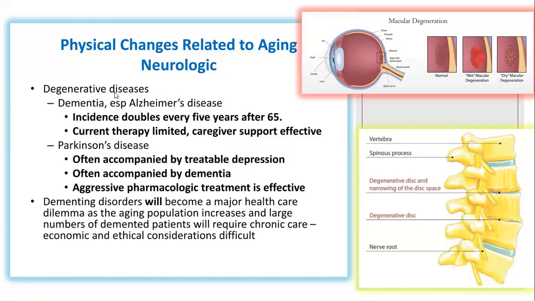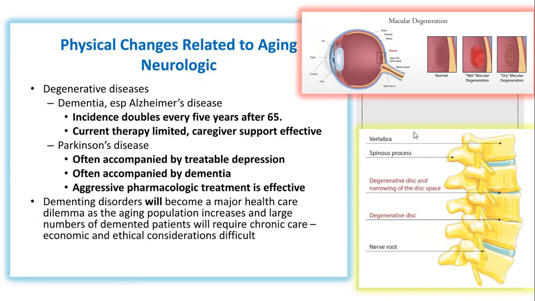Here we are showing some degenerative change in the nervous system, like patients developing dementia, particularly Alzheimer's disease or Parkinson's disease. In the case of Alzheimer's, the incidence doubles every 5 years of age up to 65. Current therapy is limited, but caregiver support is effective. In the case of Parkinson's, it is often accompanied by treatable depression, often accompanied by dementia, and aggressive pharmacological treatment is effective.